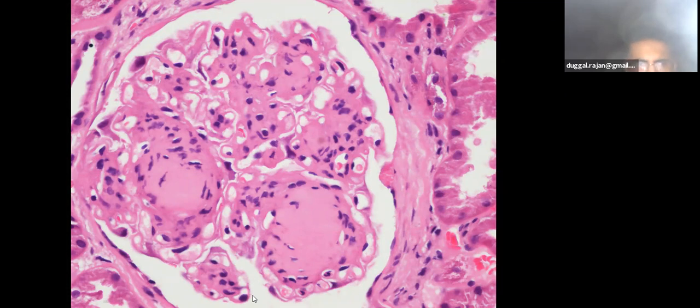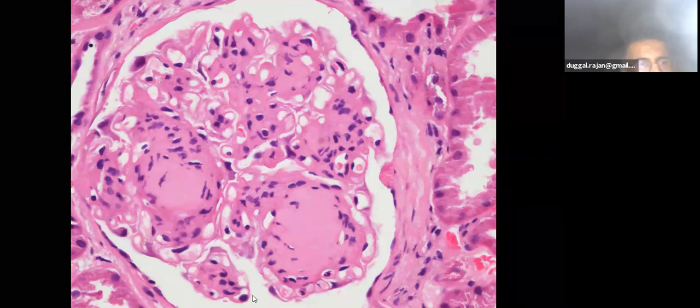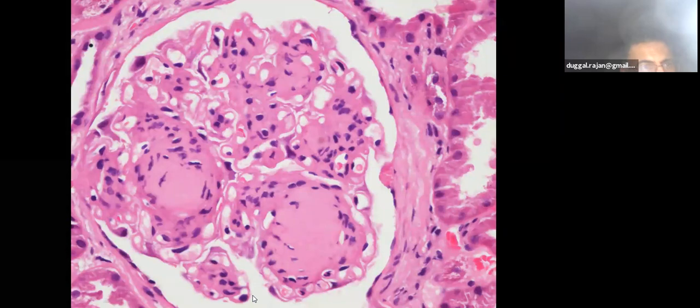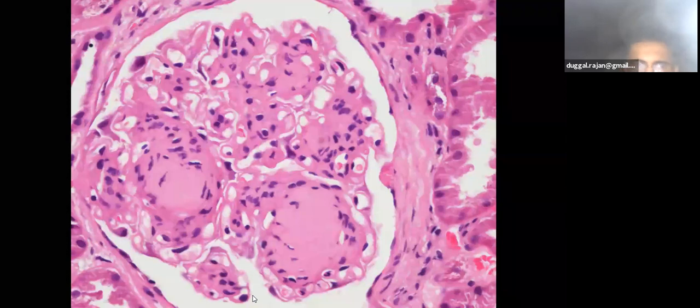So KW lesions, classical. Yes. Always remember, absolutely correct. I'm impressed with Dr. Arun Dua. He has given all the differentials. So it is nodular glomerulonephritis. The differentials that Dr. Arun has given, absolutely correct.